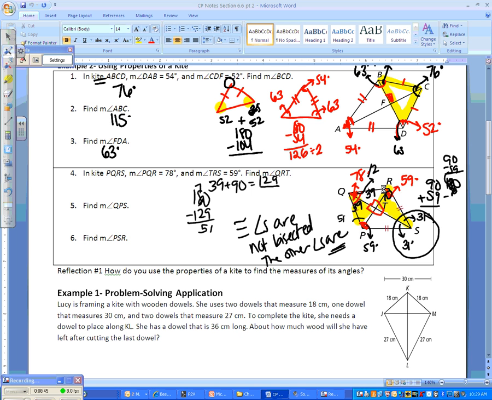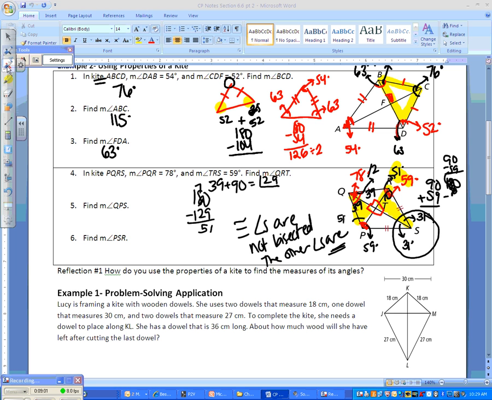And that means, since we have an isosceles triangle, that this other one has to be 51 degrees. To check your work, remember I said that the congruent angles are not being bisected. This one part of the congruent angle is 51, this other one is 59. That's correct. They are not supposed to be bisected.